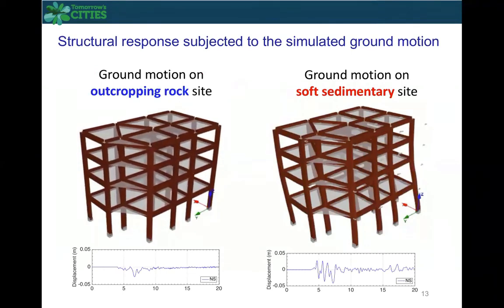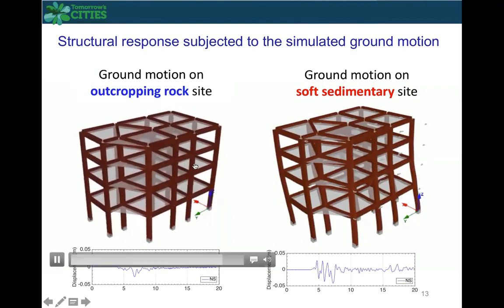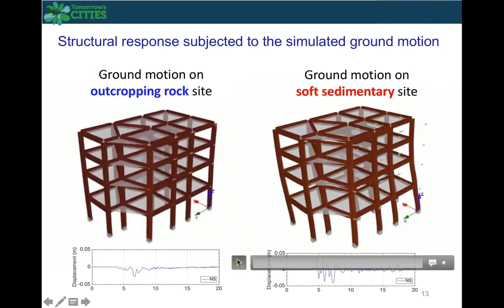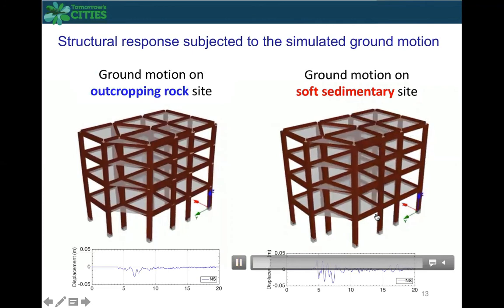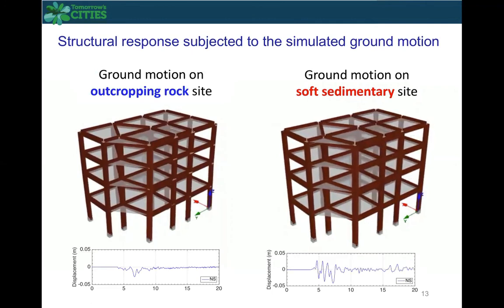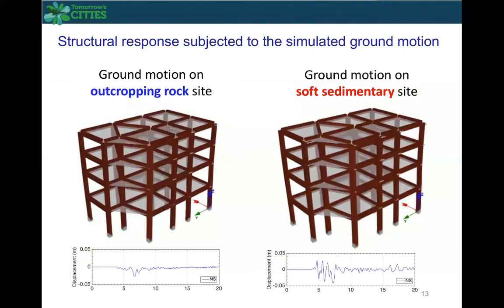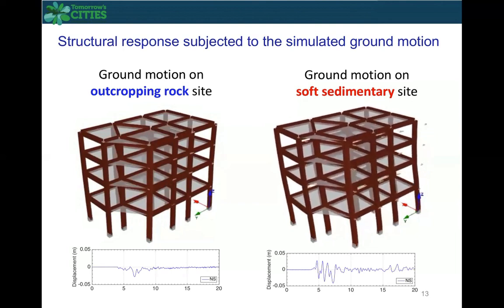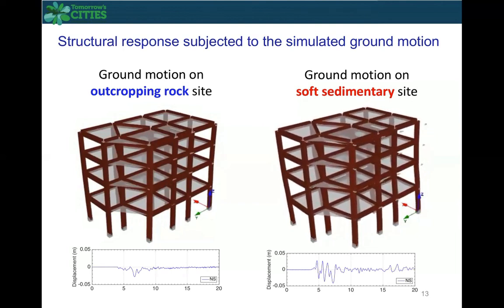While the small amplitude ground motion on a stiff site imposes moderate demand on the structure, which doesn't exceed the assumed collapse limit for this structure, we can see in the second animation here that the ground motion on the sedimentary layer imposes disproportionately large demand on this structure, and this demand exceeds the collapse limit of this structure.